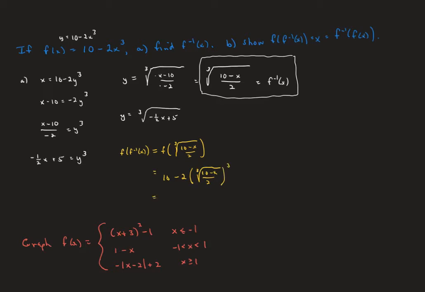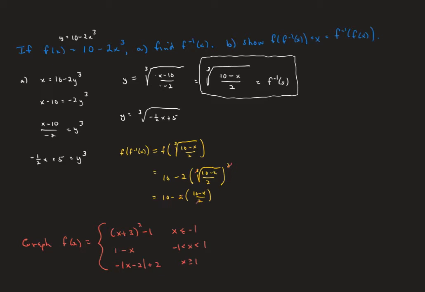So that will, our cube and cube root will cancel. And so that will make us now have 10 minus 2 times, and now we have 10 minus x all over 2 because we've gotten rid of the cube root.